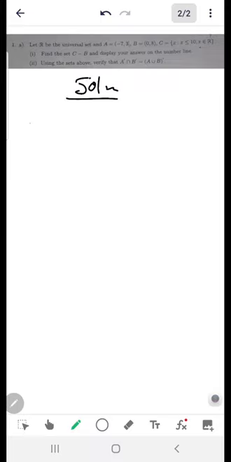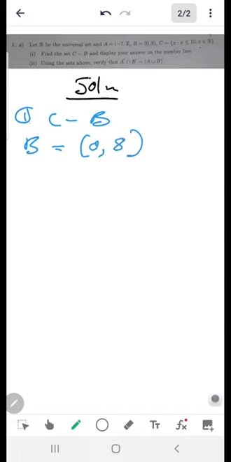So let R be equal to that, and set A. We have been given set A is that, set B is that, and set C is that. The first question is saying find C minus B. Now what is B? We have been told B is equal to open 0, 8 open. This is just telling us both 0 and 8 are not part of the answer.